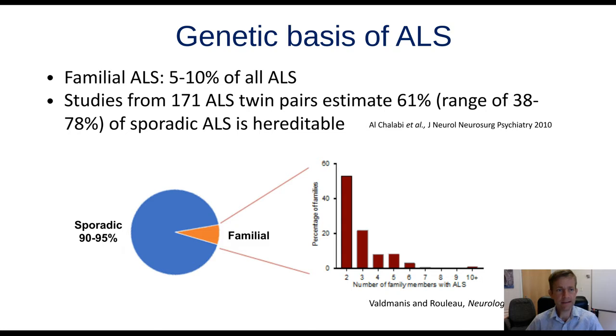The genetic basis of ALS is starting to become clearer. There's about 5 to 10% of individuals with ALS that have a family history of ALS. So that is one or more relatives with the disorder as well. But as you can see here, some of the larger pedigrees with 10 or more individuals affected with ALS are the ones that are used to identify candidate genes and mutations or pathogenic variants in some of the diseases in ALS.